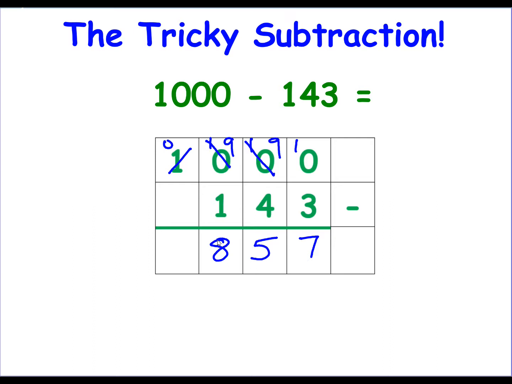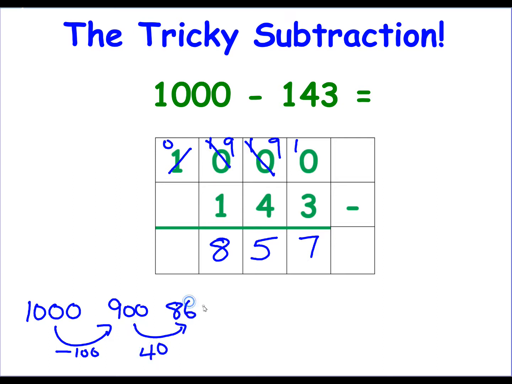You could also do it using the step method. So if we start with our number 1000 and choose individual units to take away. So let's take away 100 from 1000 and I know it's 900. Then I can take away the 40 from 900. So I know that's 860. And then finally, take away 3 from 860, and I end up with 857.